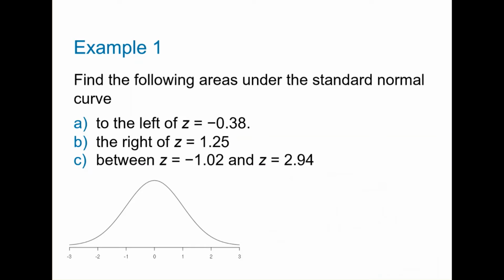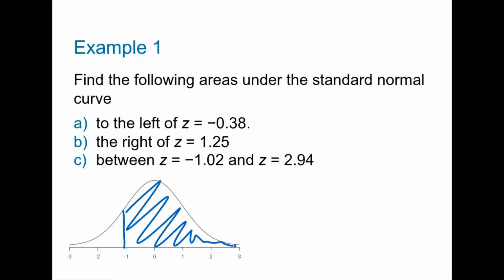Part C, the area between z equals negative 1.02 and z equals 2.94. Negative 1.02 is here, and 2.94 is here. Let's draw lines from the z-scores up to the top of the normal curve. Now let's shade the area between the two regions.